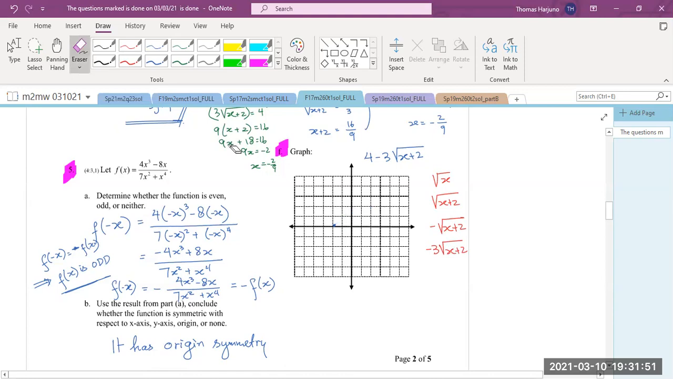Basically, once you flip that upside down, that's what it's supposed to look like, but you stretch that by a factor of 3. So instead of going down 1, right 1, you go down 3, right 1. Okay? So the graph later on will look approximately like that. Now then, we will move up 4. So the vertex is now negative 2, 4.